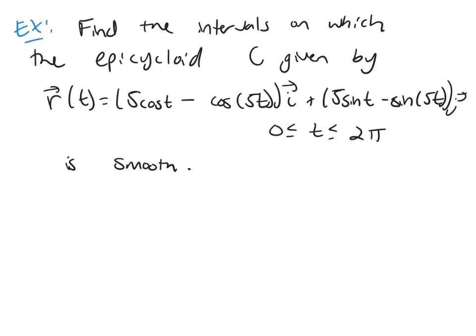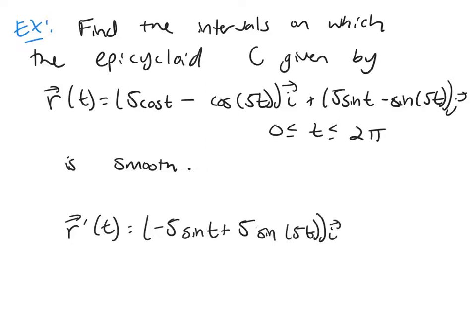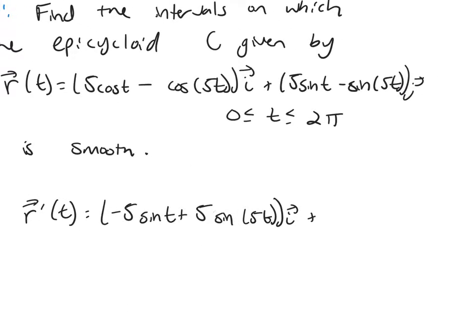So we need to find the derivative of this vector valued function. Let's start there. The derivative would be minus 5 sine t plus 5 sine of 5t i plus 5 cosine t minus 5 cosine 5t j.